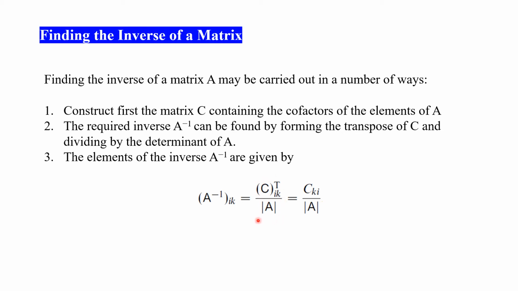So let's review the steps. First, you're going to construct the matrix C containing the cofactors of all the elements of A. That is, you're going to find all the cofactors of all the elements in your matrix A. Then, you're going to get the transpose of C, and the transpose of C will be divided by the determinant of your matrix A. Then, the elements of your inverse A are given by the following. You have your inverse A matrix equal to the transpose of the cofactor matrix divided by the determinant of your matrix A.